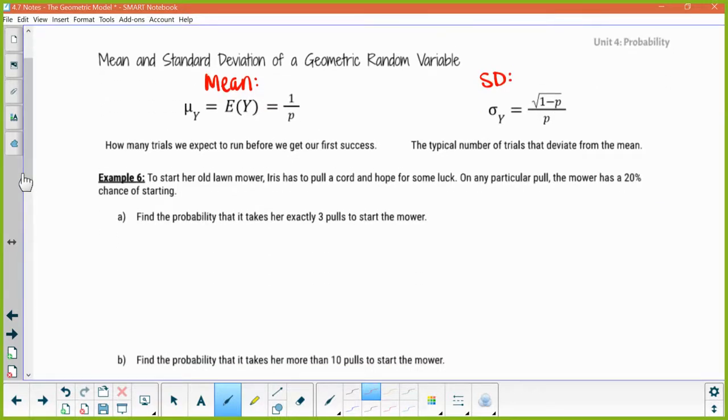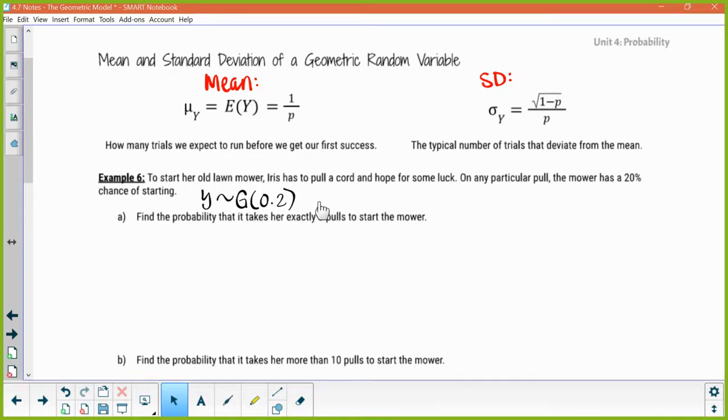Example 6. To start her old lawnmower, Iris has to pull a cord and hope for some luck. On any particular pull, the mower has a 20% chance of starting. So my model, if it were to be given to me in symbols, I'm going to use y as my random variable, given that it's a geometric model with a probability of 0.2.